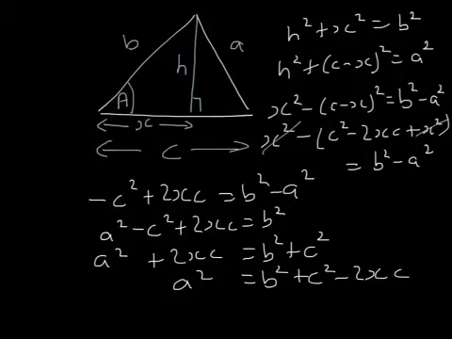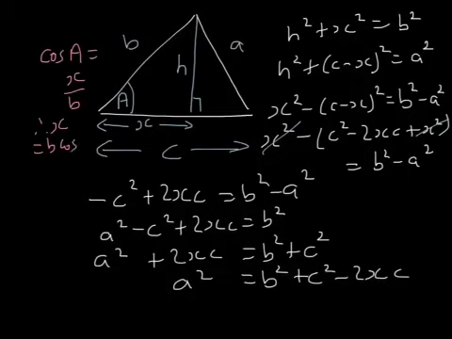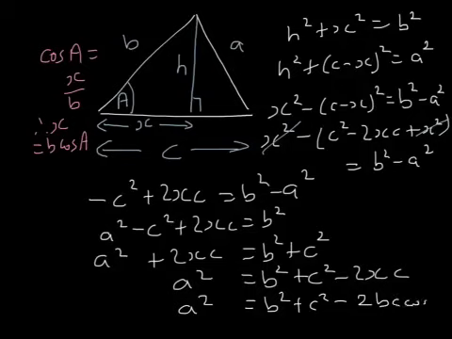What's x? Well, x is this length from here to here. If we think about this right-angled triangle, the cosine of A equals x divided by b. In other words, x equals b cos A. So let's put that back into this formula here. So I've got, instead of x, I can write 2bc cos A.